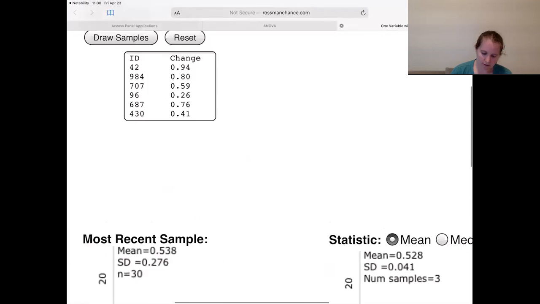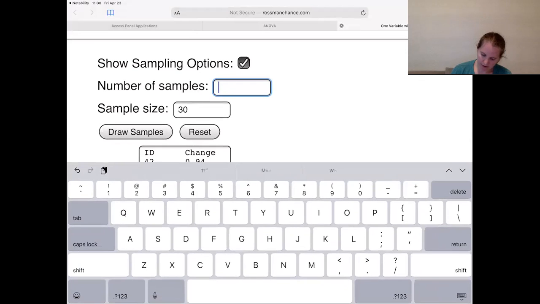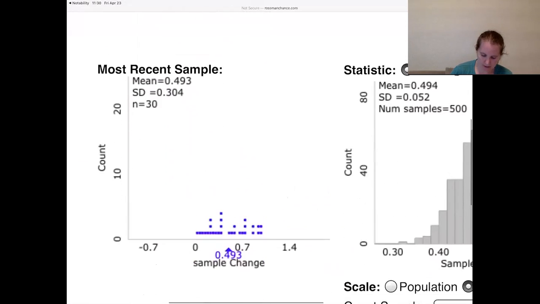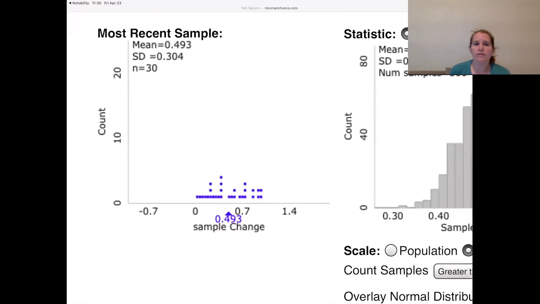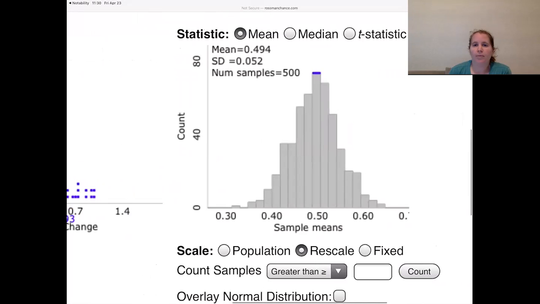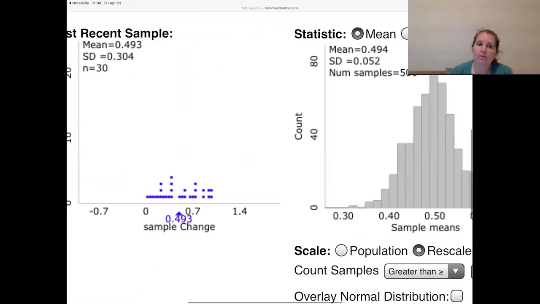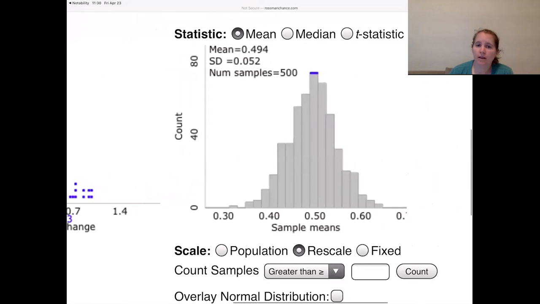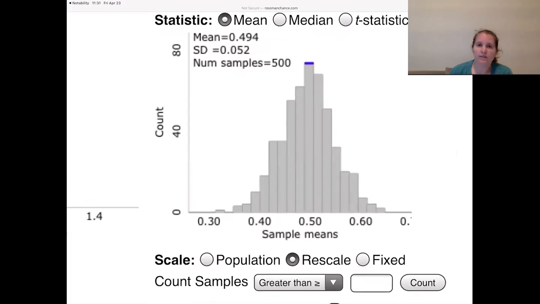So now let's go ahead and do a whole bunch of these samples at once. So let's go ahead and jump up to another 597 samples to get us up to 500 samples in all. This was the most recent sample of 30. And then here's what happened with all of the different sample means. So that blue line at the very top is this most recent sample, which had a mean of 0.493. All of those means that we previously found are counted in this. This is now portraying all of the different sample means that we got from 500 different samples.